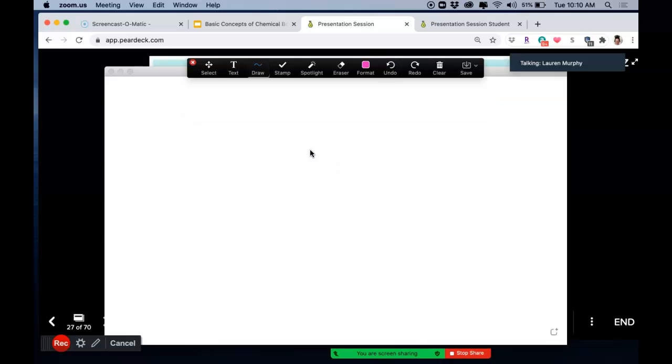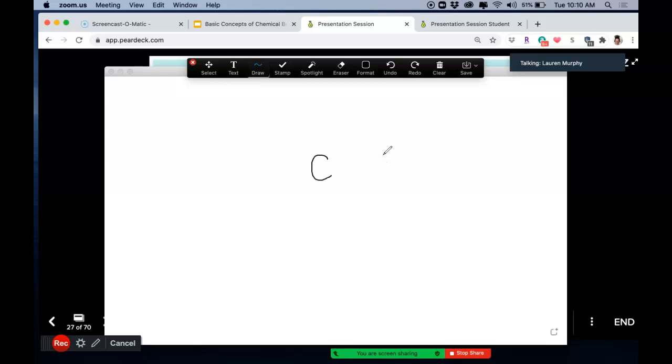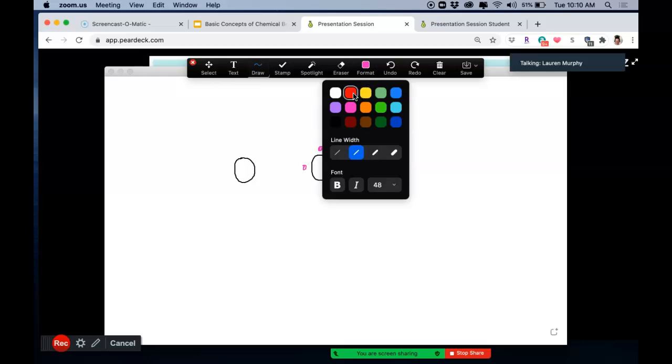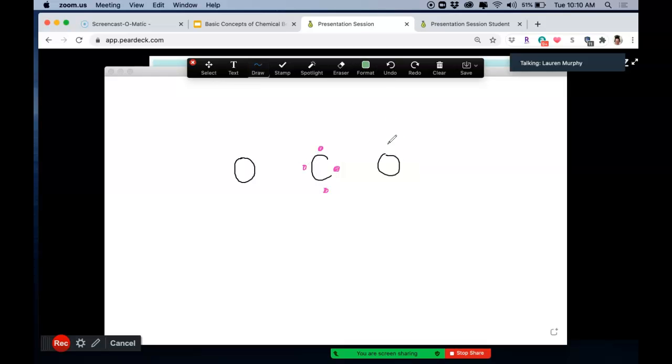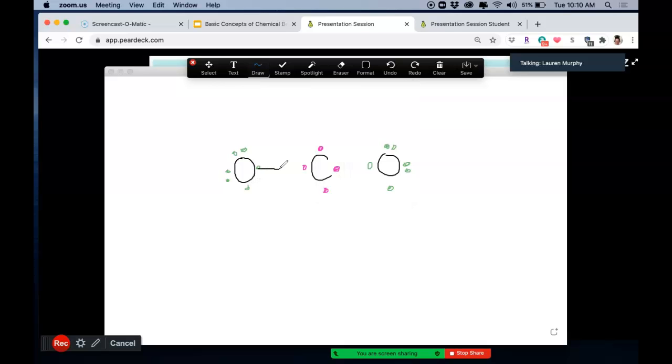So carbon dioxide. Carbon in the middle, right? It's the most versatile element. And carbon has 4 valence electrons: 1, 2, 3, 4. And then oxygen has 6, right? 1, 2, 3, 4, 5, 6. 1, 2, 3, 4, 5, 6. Okay. Now we've got to bond everything at least one time. So bond them up.